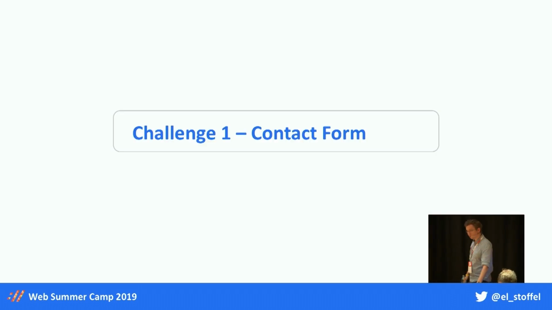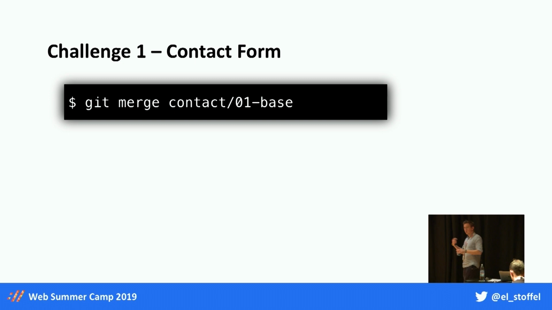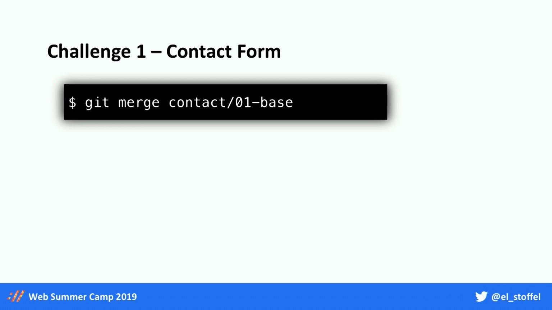So the first challenge is to build a very simple contact form. And therefore, you can just merge contact/01-base into your branch. Maybe you create a new branch like solution or something where you can continuously work today. So there was, I guess, a new service, some changes to the service.yaml, and a new test file. So if you run bin PHP unit now, it is red.